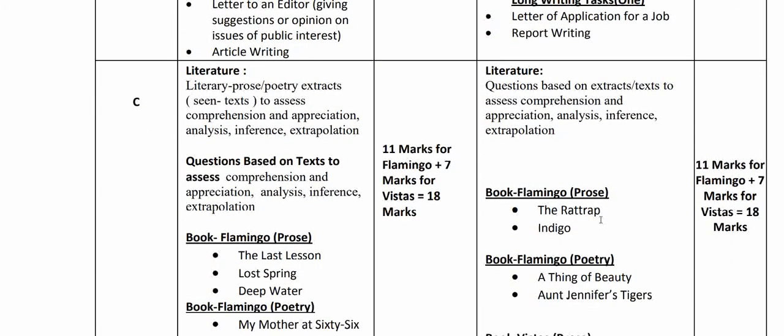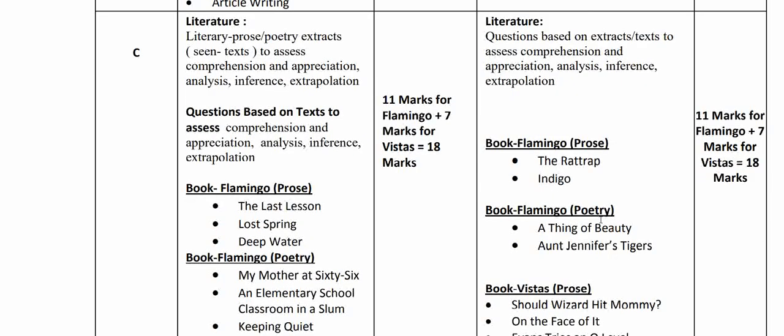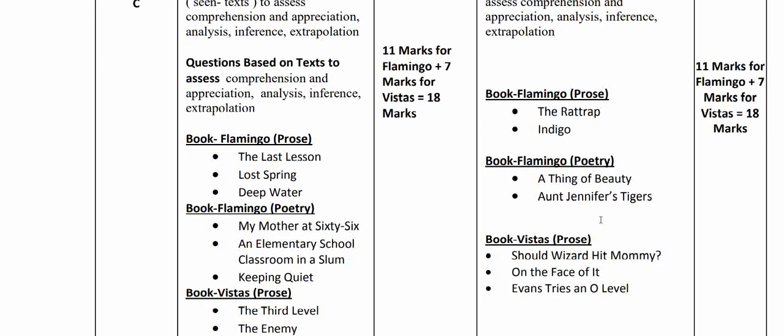Literature questions based on extracts, to assess comprehension and appreciation, analysis, inference and extrapolation. From the book Flamingo, the prose is The Rat Trap and Indigo. From Flamingo, the poetry is A Thing of Beauty and Aunt Jennifer's Tigers. From the book Vistas, the prose is Should Wizard Hit Mommy, On the Face of It, Evans Tries an O-Level.